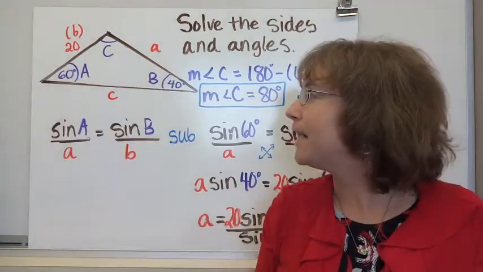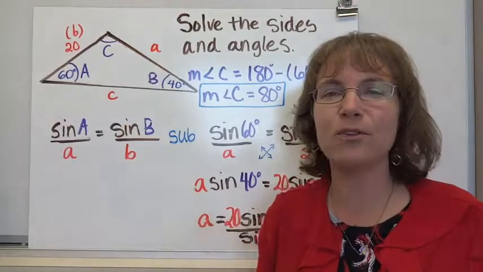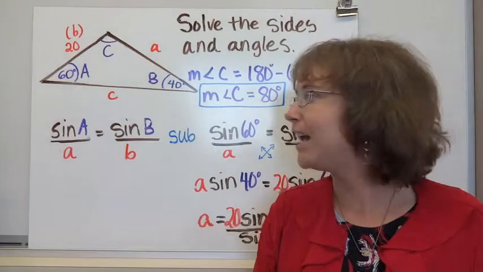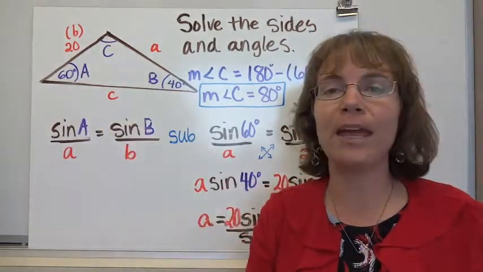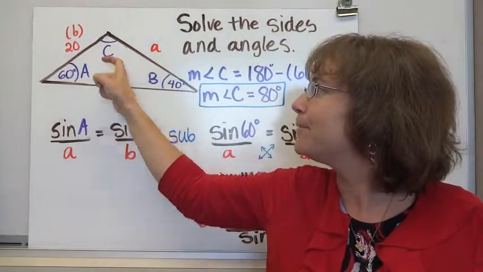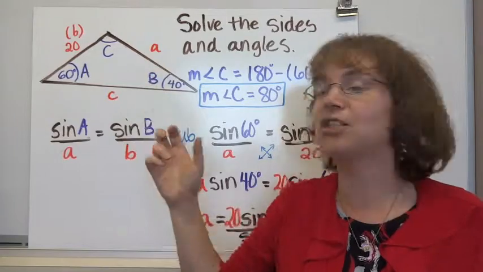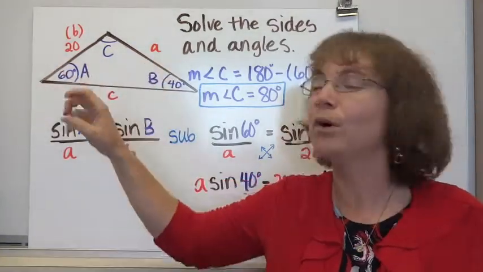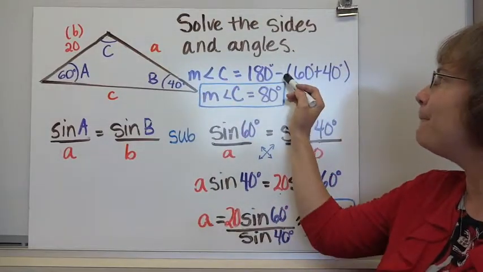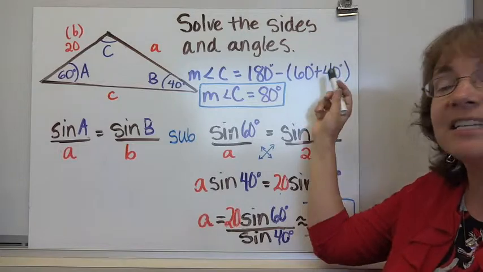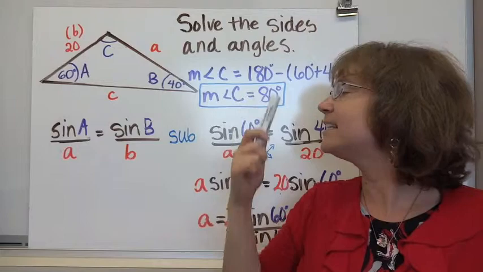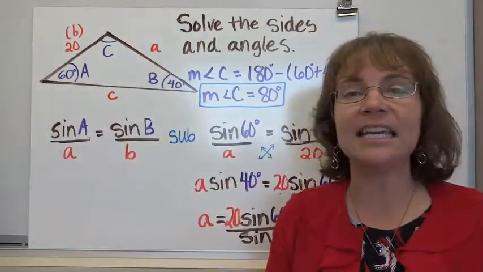Well, we can use the law of sines, but first we can actually solve one of these without using the law of sines. We can just use that we know 180 degrees are in every triangle. So if we know two angles, A and B, we can use the fact that they all add up to 180 to find C. So the measure of angle C equals 180 degrees minus 60 degrees plus 40 degrees. 60 degrees plus 40 degrees is 100, so 180 minus 100 is going to give us 80 degrees. So the measure of angle C is 80 degrees.